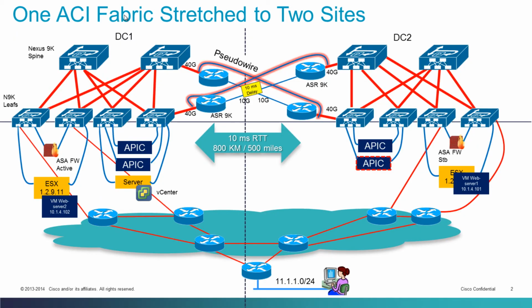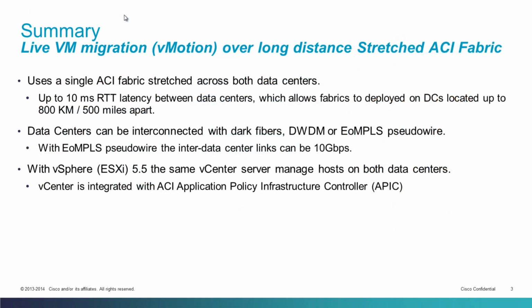So with that, I would like to summarize what we demonstrated. We have done a live migration, a vMotion, over a long distance stretched ACI fabric. So it's a single ACI fabric that's stretched across both data centers, with up to 10 milliseconds round trip time latency between the data centers. So the data centers can be located up to 800 kilometers or 500 miles apart. The data center interconnection technology could be dark fibers between the leaves and the spines, could be DWDM, or could be Ethernet over MPLS pseudo-wire.